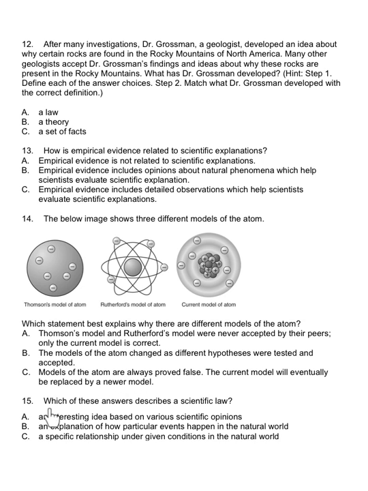Number 15. Which of these answers best describes a scientific law? A. An interesting idea based on various scientific opinions. B. An explanation of how particular events happen in the natural world. C. A specific relationship under given conditions in the natural world.